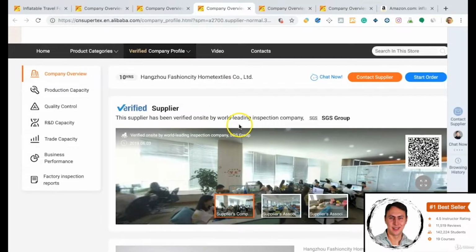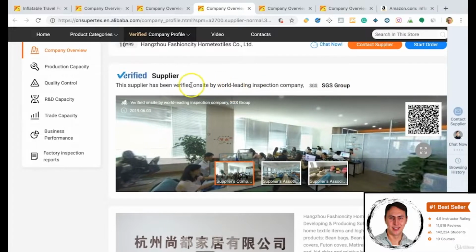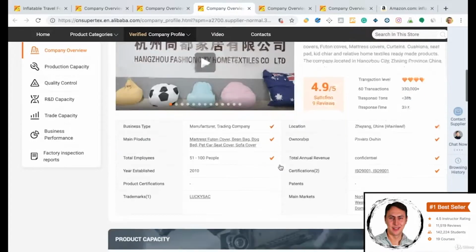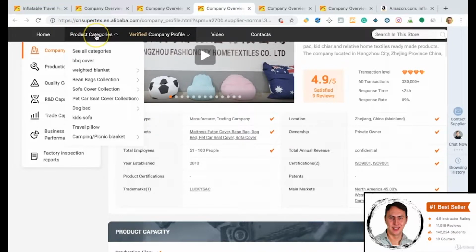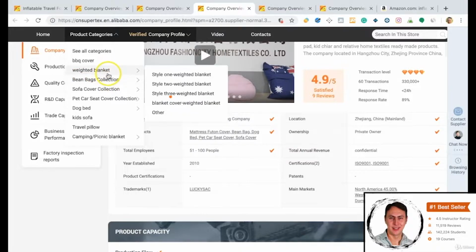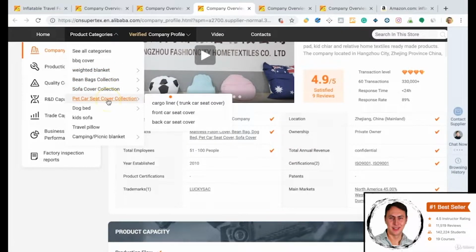For example, this company has been evaluated by SGS Group. Their main categories are mattress, futon cover, bean bag, dog bed. They have a lot of different categories. Let's have a look at their product category section. They sell barbecue cover, weighted blanket which are not related to our needed product. They sell pet products and so on. They also sell travel pillow which is our needed product.